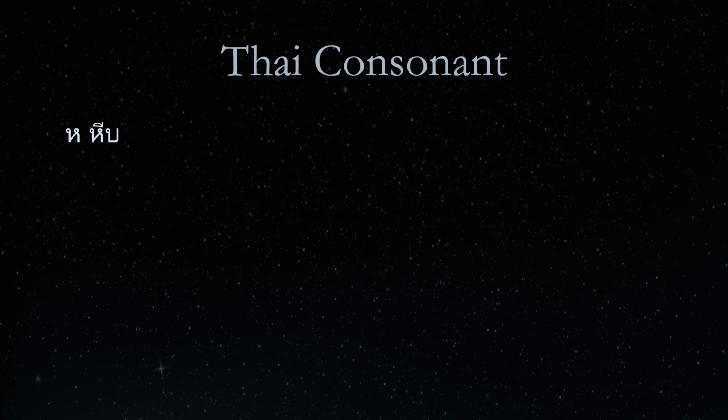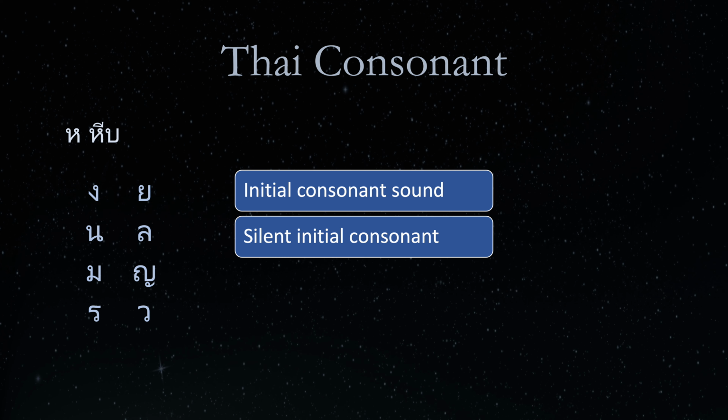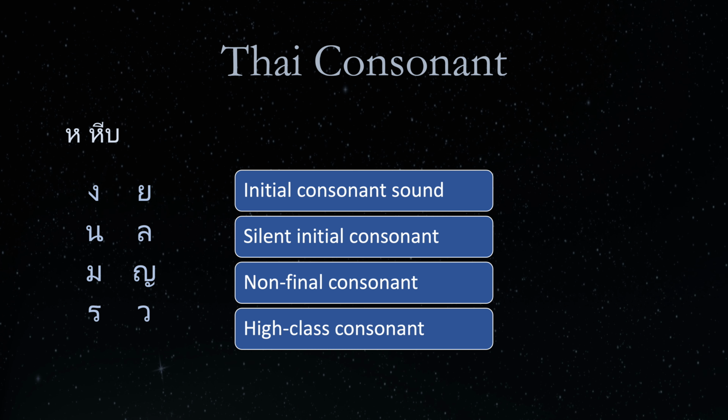That is the consonant H, which we can summarize as a consonant that sounds like an H at the beginning of a syllable. When it is immediately followed by any of these leading consonants, H is a silent initial consonant. H does not occur at the end of a syllable and it is a high-class consonant. The accompanying word heap means wooden box or chest.